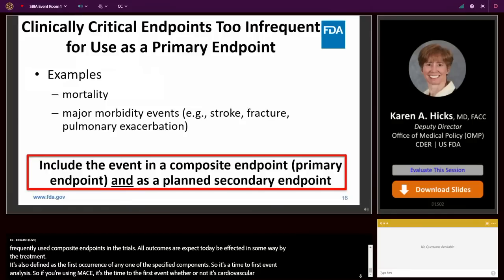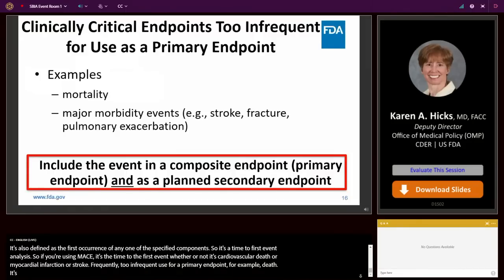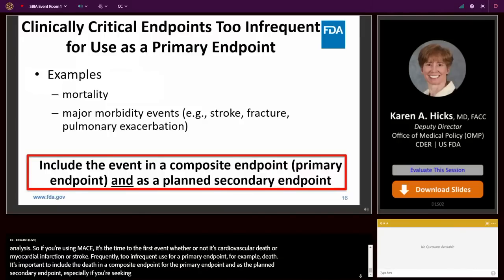Sometimes a critical endpoint occurs too infrequently to be used as a primary endpoint. For example, death. So it is important to include the event in a composite endpoint for the primary endpoint and as a planned secondary endpoint, especially if you are seeking a mortality claim.